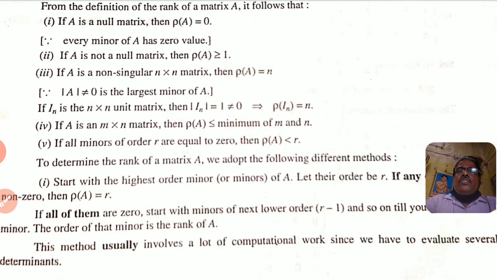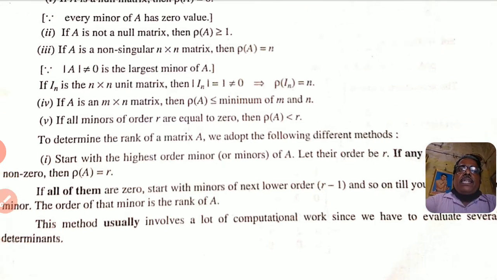Next, if all minors of order R are equal to 0, then the rank of A is less than R. If you find the square submatrices, and you find that the determinant of all square submatrices is equal to 0, then the rank of A is less than or equal to R. So now, to determine the rank of a matrix, what do we do?